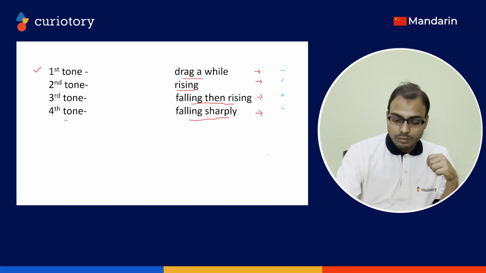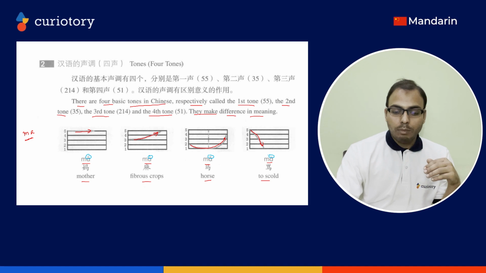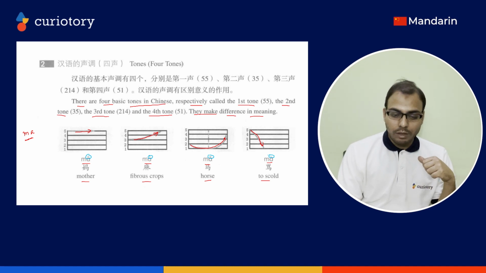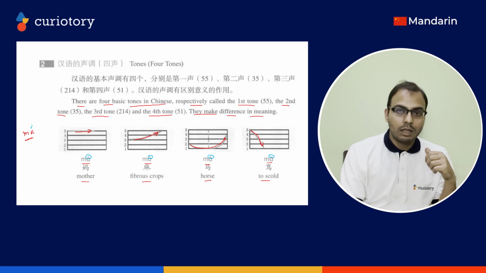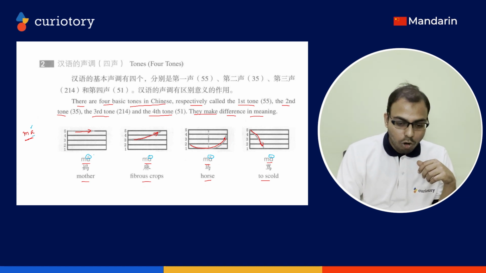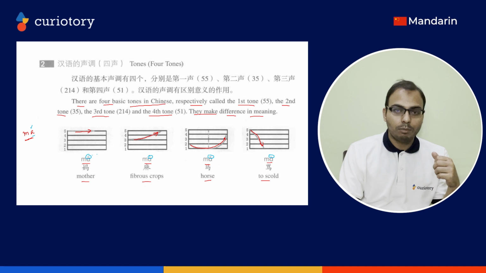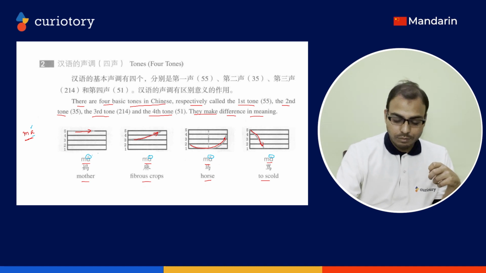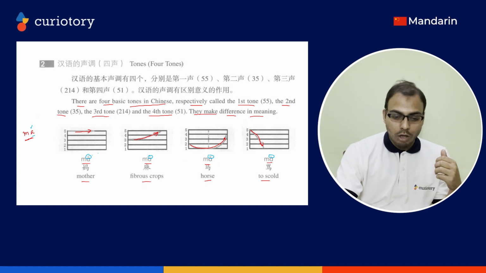Okay, and one thing more, tone marks are placed above vowels. So in the case of ma, which is the initial, which is the final, yes, a. In all the four cases, the tone marks were placed above a. So you got to know how to speak in the four tones, and how to put the tone marks. Tone marks are put above vowels.